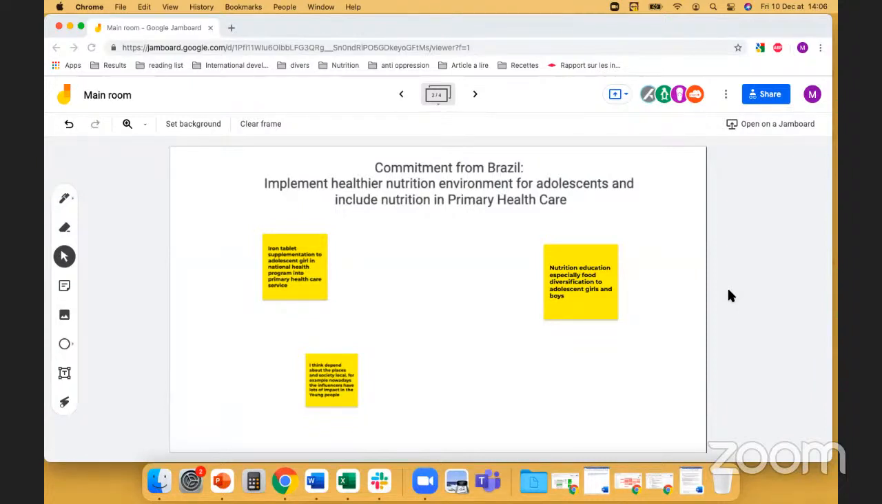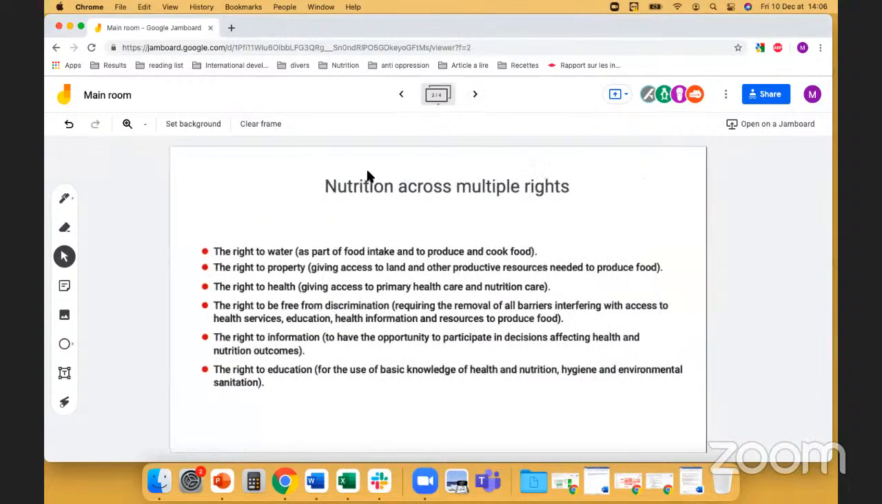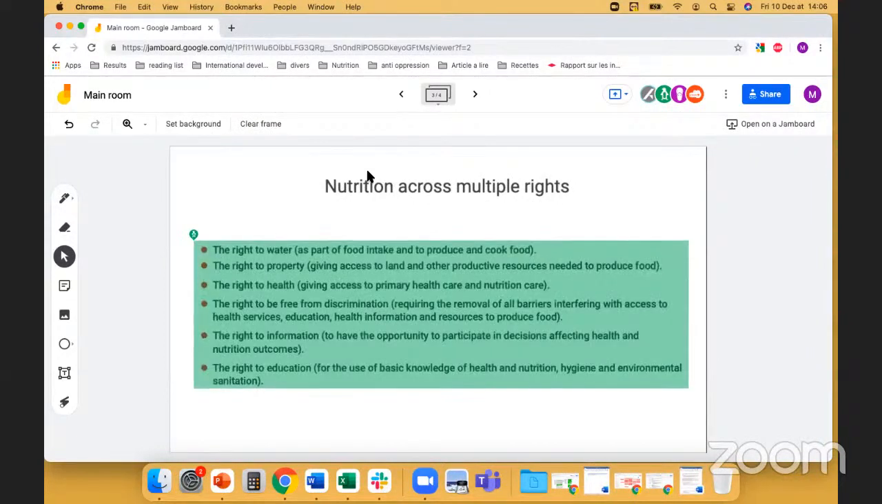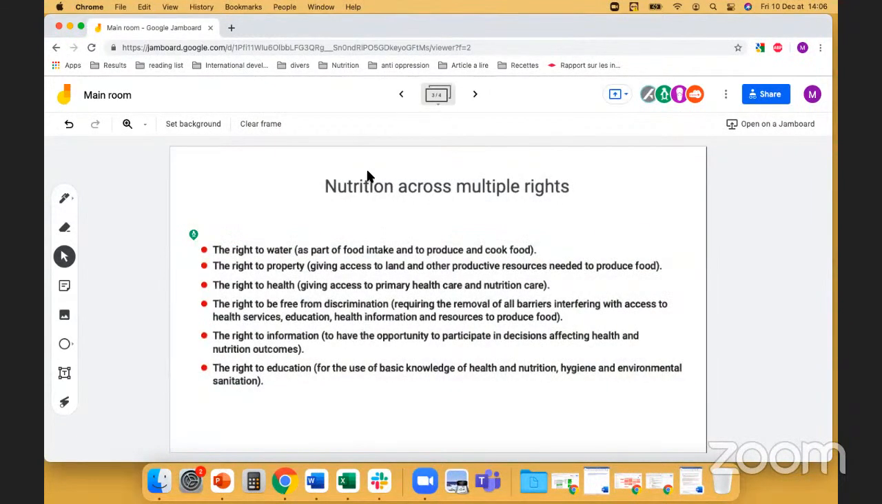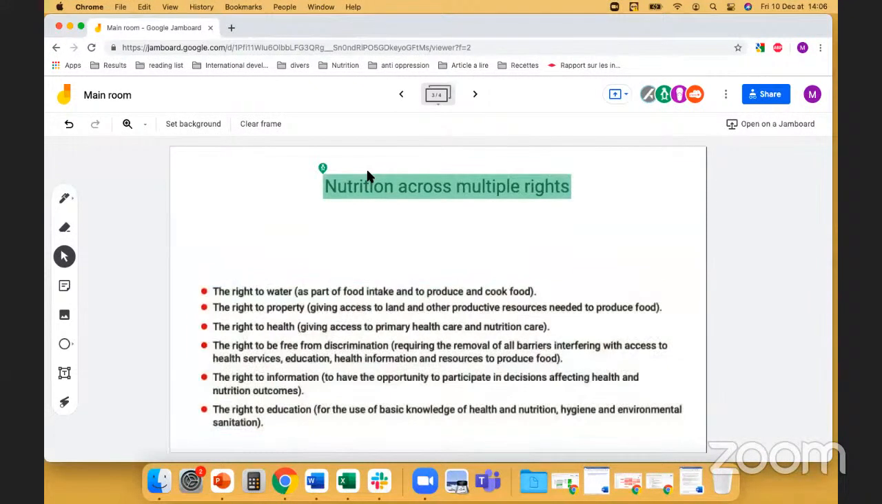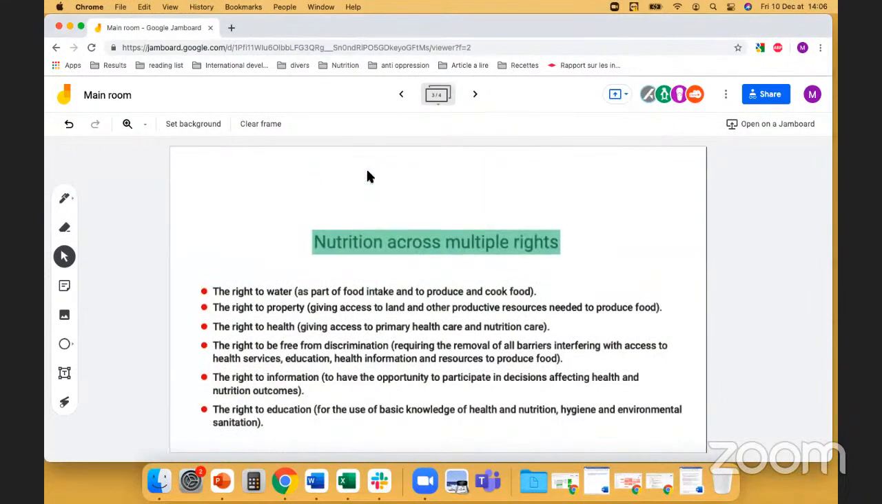And regarding human rights to progress for achieving this commitment, if we go on to the next page on the Jamboard, you will recognize the slide that I've been sharing in my presentation at the beginning of this event. Between all of these rights, and of course this is not an exhaustive list, the right to adequate food is not mentioned in this paper. Is there any particular right that you think we should make progress on for achieving Brazil commitments?